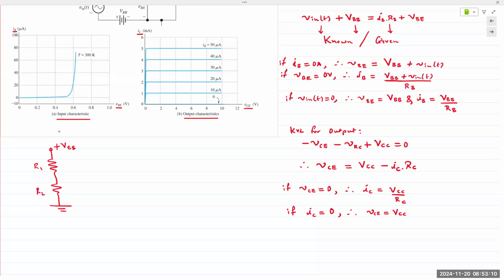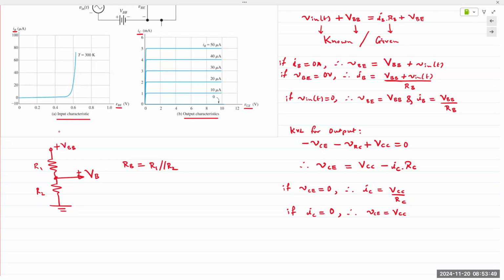Now RB is going into the base, and this point is VB, the base voltage, right? And RB is R1 parallel R2. Whether RB is a single resistor or made of R1 and R2 is irrelevant. We have a single resistor RB going in there, but since we are talking about how it affects things, let's also talk about voltage divider biasing. If R1 and R2 are equal, RB is R1 parallel R2, which is half of R1.